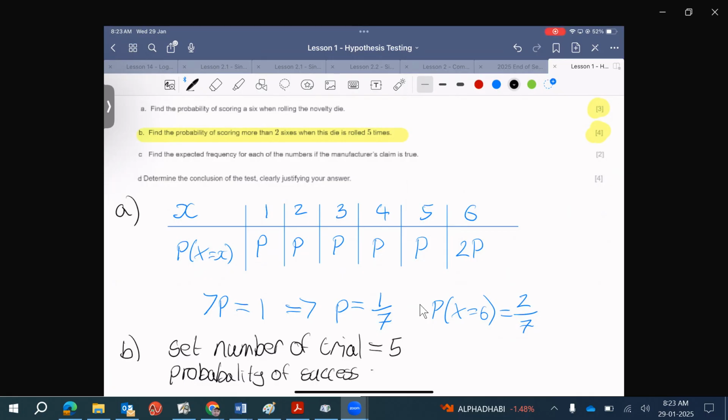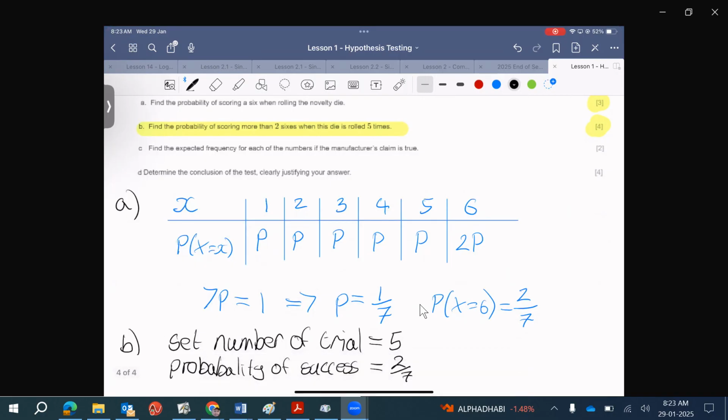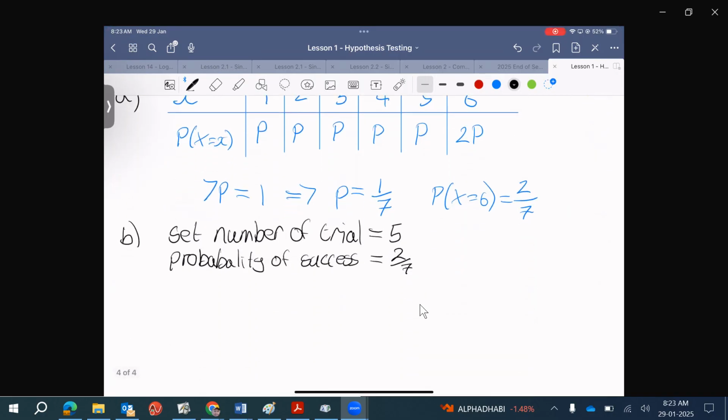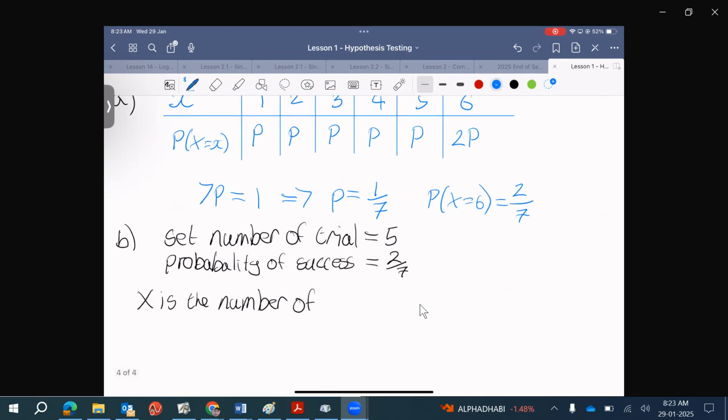What is the probability of success for each trial? 2 over 7. So when we see that in a question, we see binomial distribution. With a binomial distribution, you can always describe it using X is the number of... Now what will X be the number of? 6s rolled. X will be the number of 6s rolled.